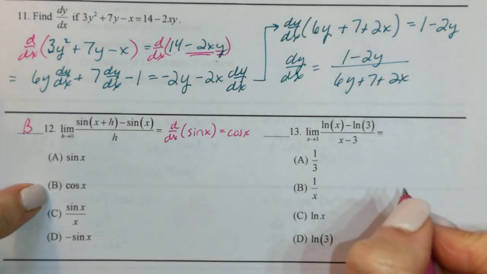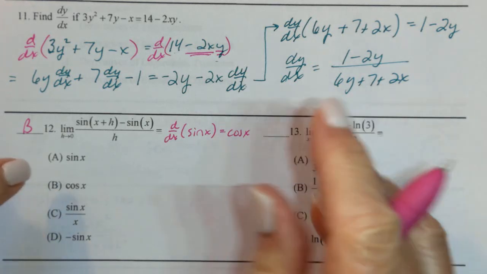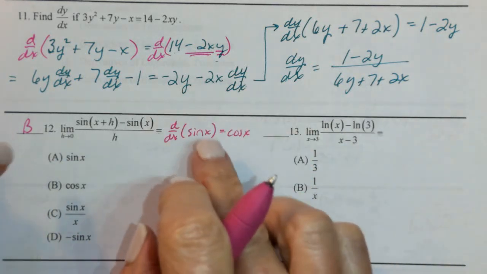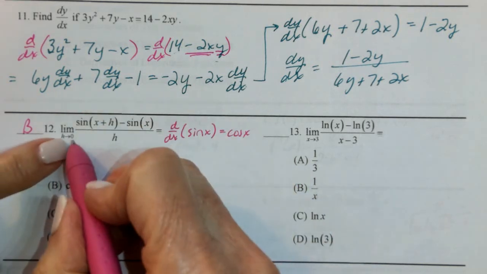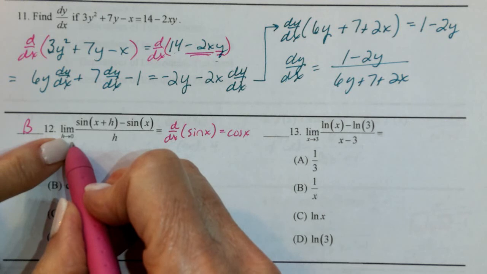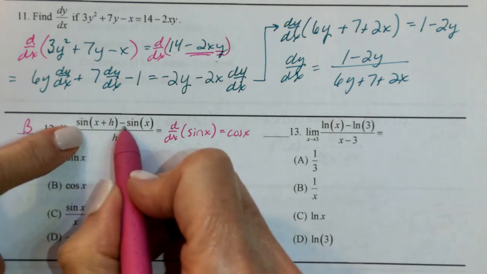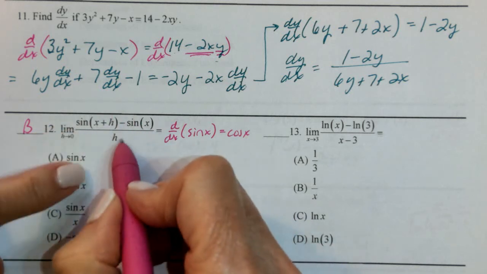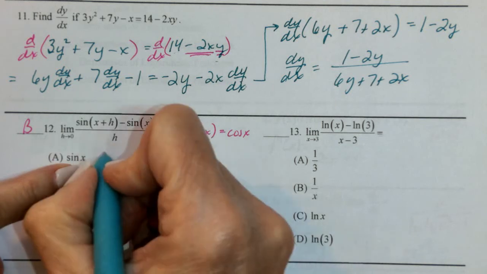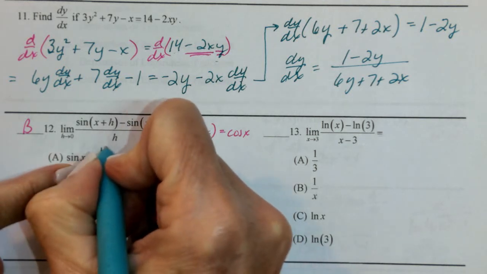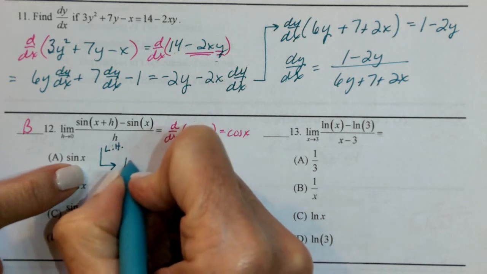Now, I know that some kids don't like to do that. So what's another way you could do that? Because this confuses kids sometimes. Another way you could do that is treat this just like any other limit. h is going to 0, so we have sine x minus sine x, which is 0, over 0, so we can use L'Hopital's rule.